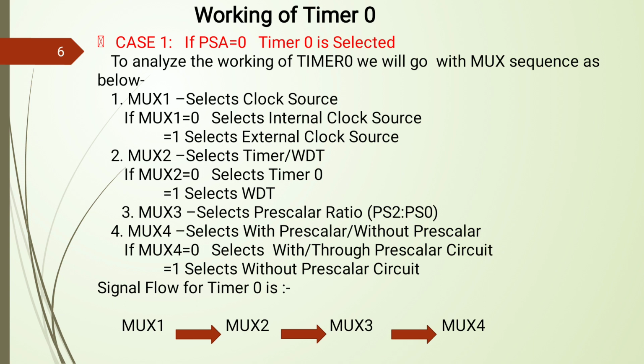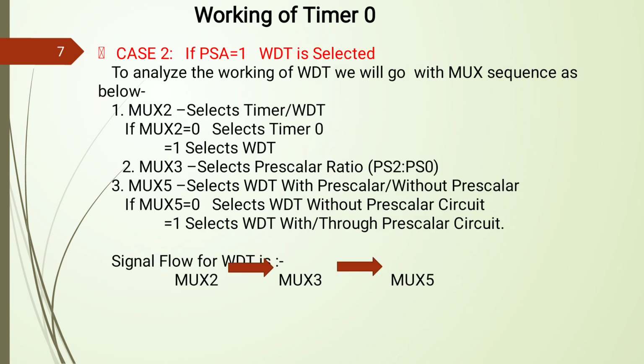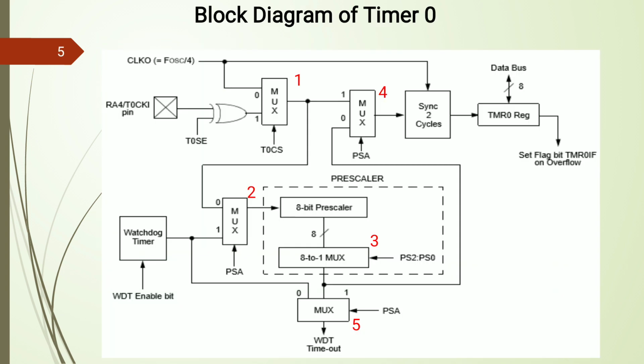So after that we go for case 2, that is if PSA is equal to 1, WDT is selected. So we go again to the block diagram. Here if we make PSA equal to 1, in that case all that is related to mux 4, mux 2 and mux 5 are all concerned with PSA equal to 1. So whatever signals are applied at that position, they are connected directly.